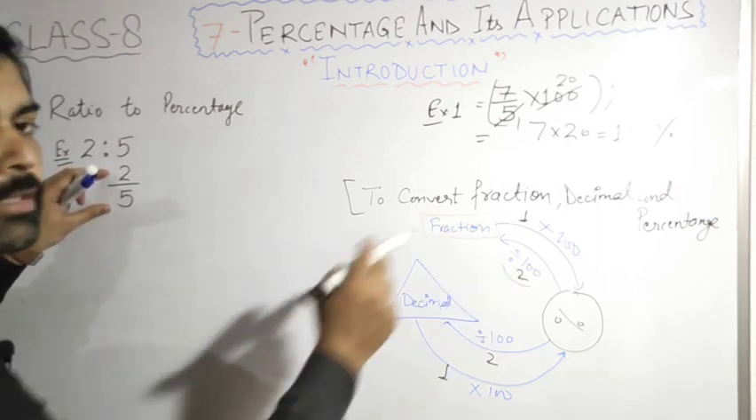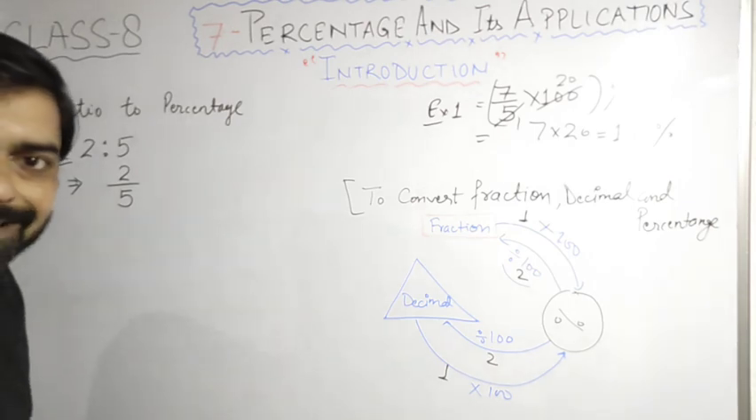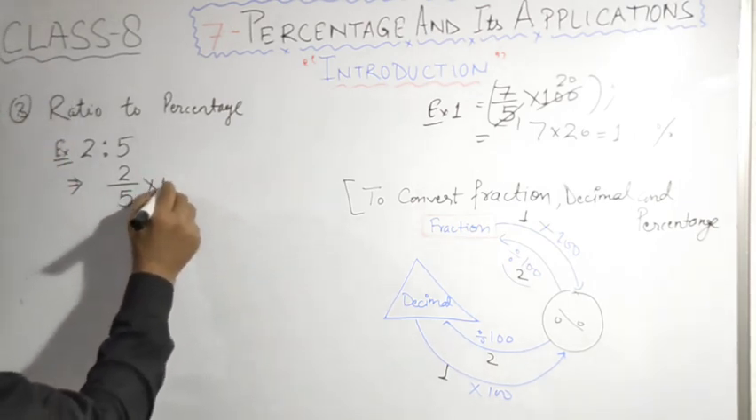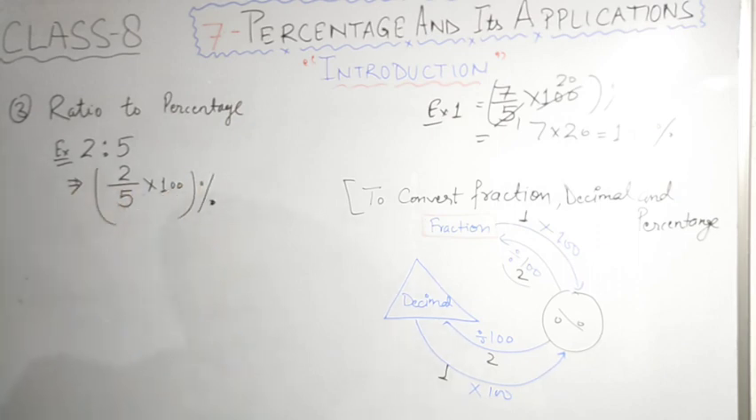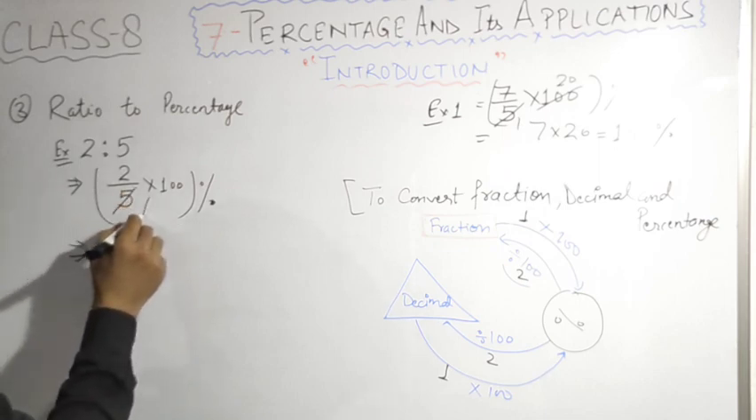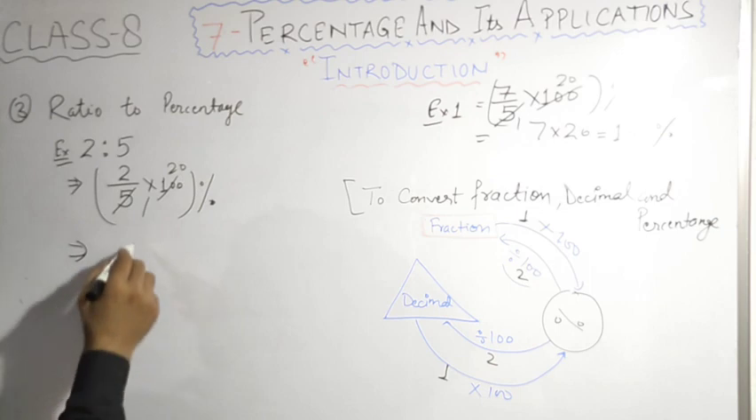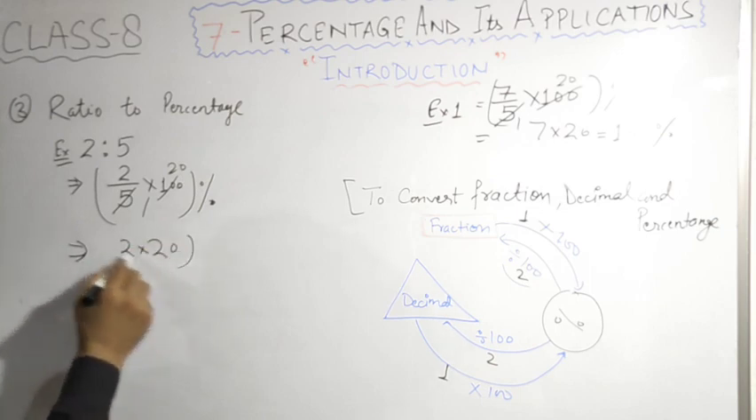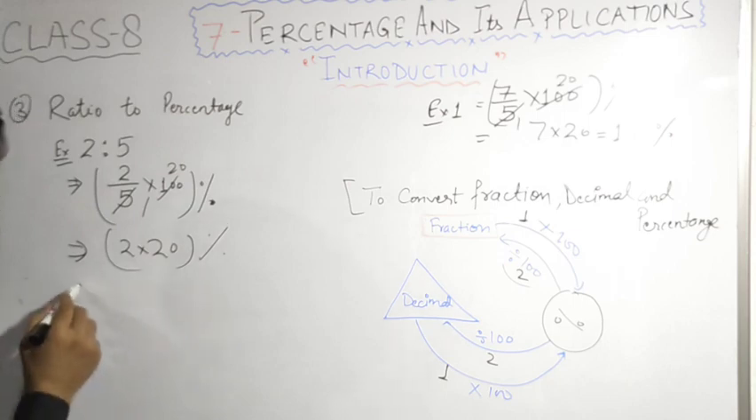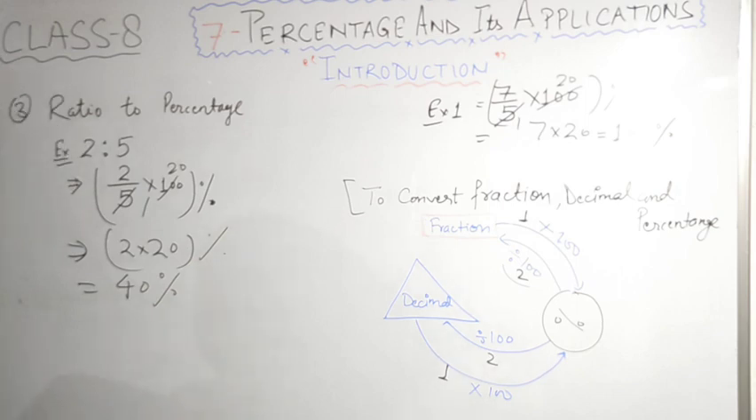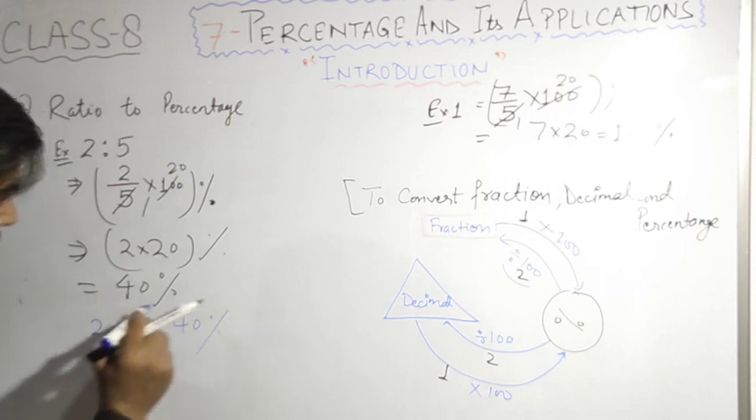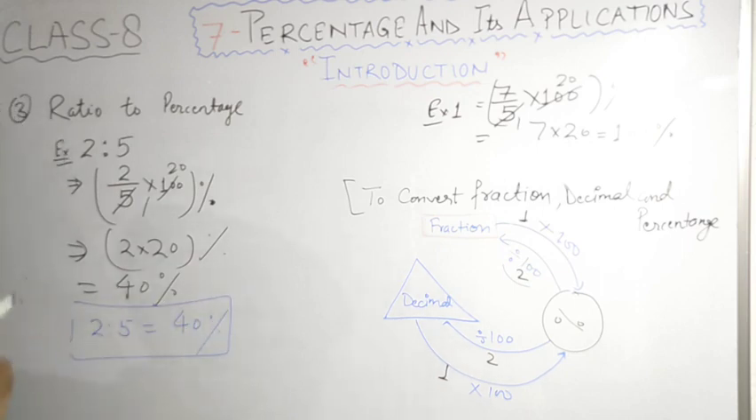This is now the fraction form. Apply the same rule: to convert from fraction form to percentage form, multiply by 100. As you multiply, use the percentage sign outside the bracket. 5 into 100 is 20, then what is left here, 2 multiplied by 20 percent, and the answer will be 40%. You can write this here: 2:5 equals 40%. Yes or no? Both values will be equal. So this is the rule, ratio to percentage.